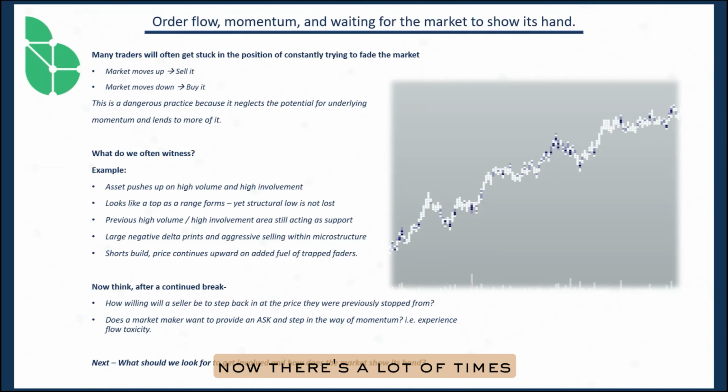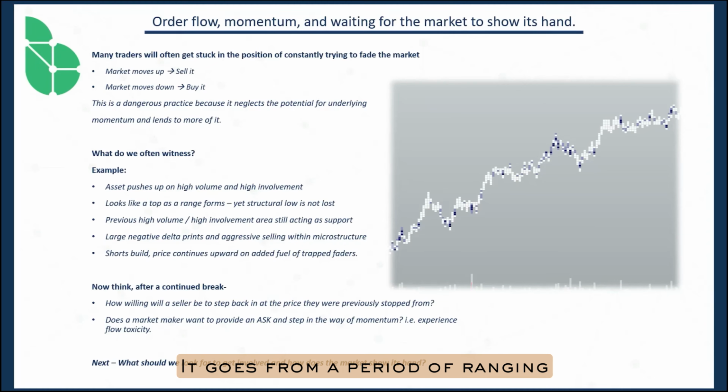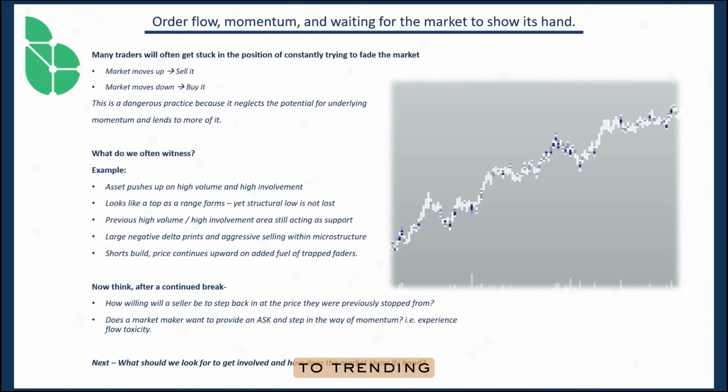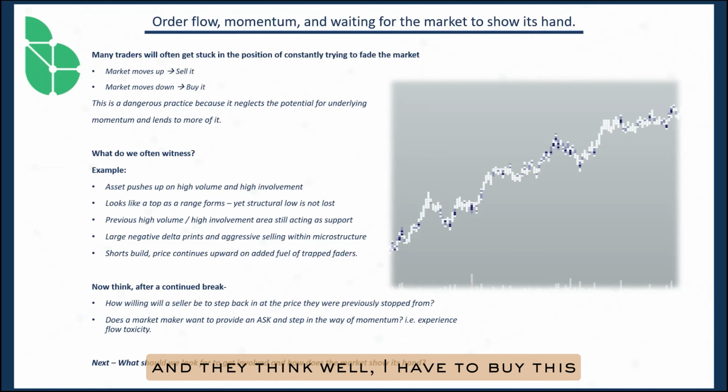Now, there are a lot of times when the auction environment will shift. It goes from a period of ranging to trending, and some people get stuck in the mindset that they're still in a range and they're looking to fade every single move. They're not paying attention to the fact that the range is at this point a good distance behind us. So traders get stuck constantly trying to fade the market. The market moves up and they think, well, I have to sell this. The market moves down and they think, well, I have to buy this. And this is a dangerous practice.